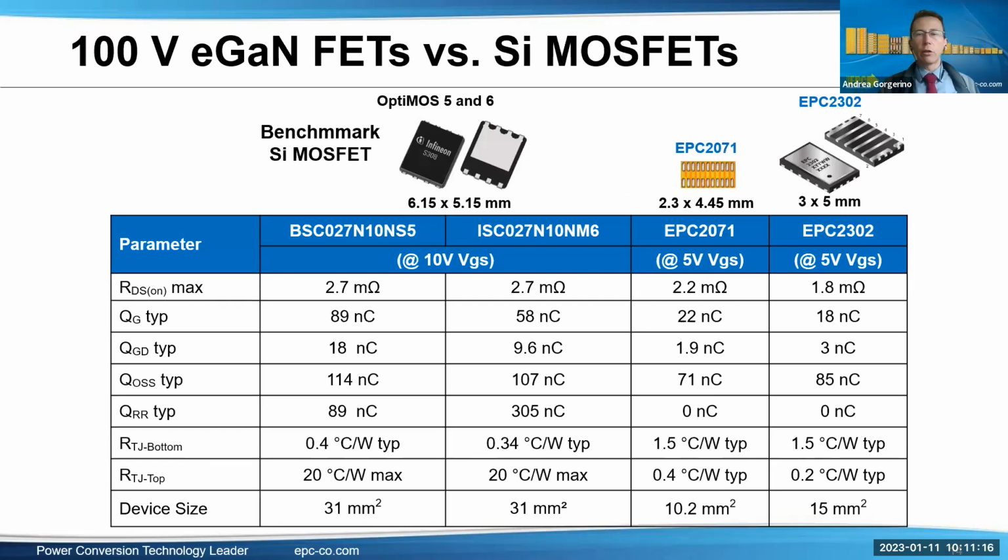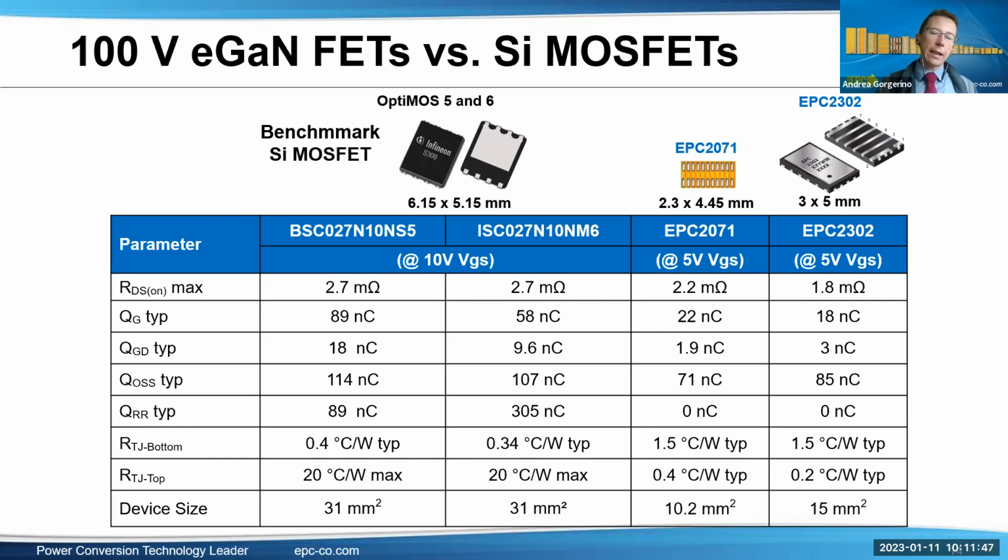First of all, let's just look at parametrics for GaN FETs. These are 100-volt GaN FETs versus silicon MOSFET. I'm comparing here against two Infineon Optimus 5 and Optimus 6. These are really the best in class of 100-volt silicon FETs. These are both in a 5x6 package, 30 square millimeters, and we're comparing to EPC 2071, which is chip scale package GaN FET, and EPC 2302, which is QFN GaN FET.